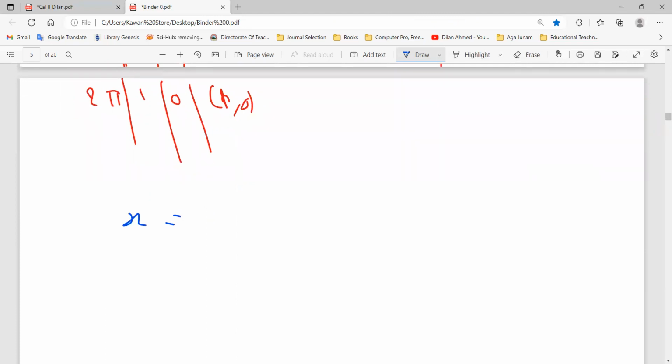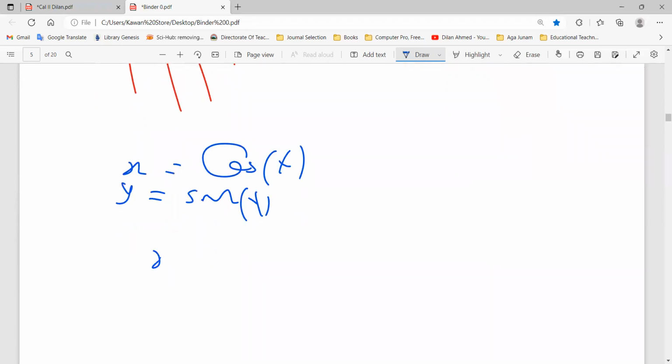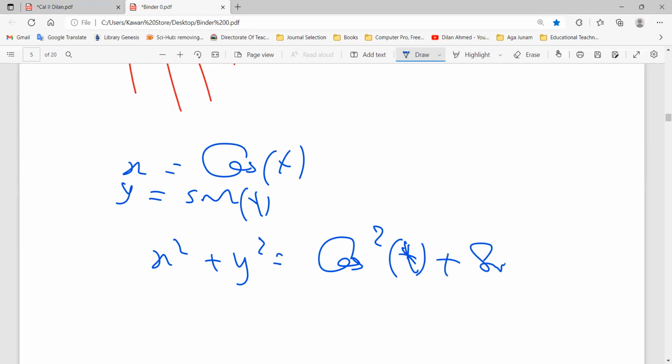And I look at the relation. I have x equal to cosine, y equal to sine. Okay. Now, x squared plus y squared is equal to cosine squared plus sine squared, right? And sine squared plus cosine squared is equal to 1. So x squared plus y squared is equal to 1. What's the equation of that one?